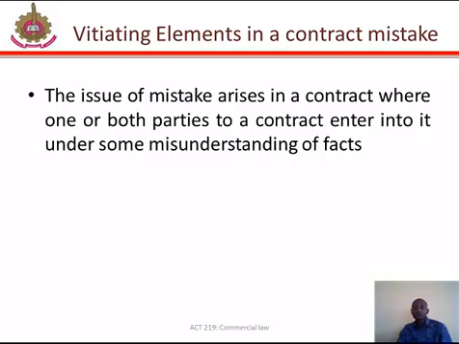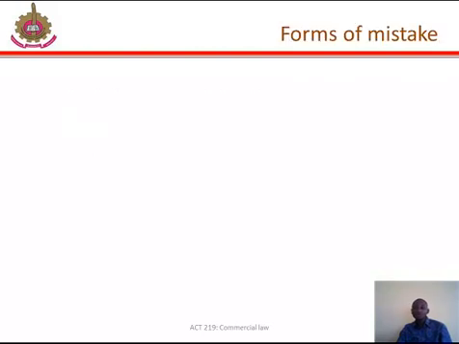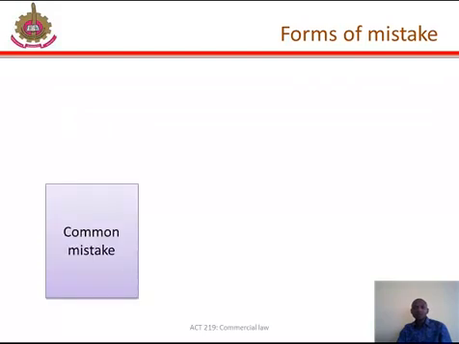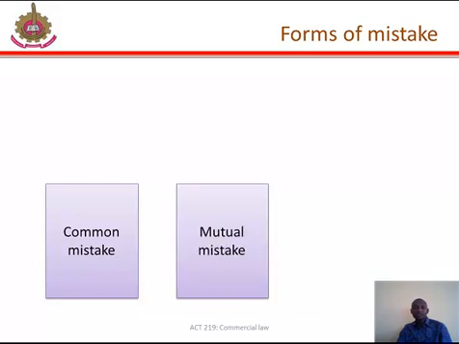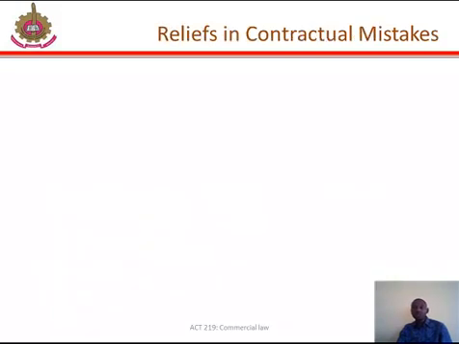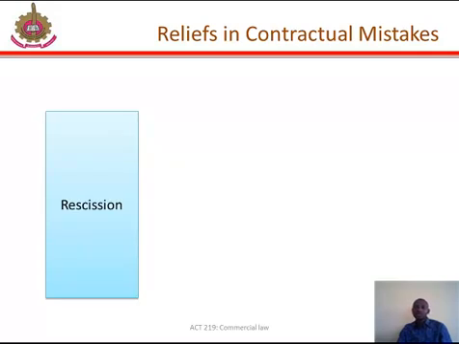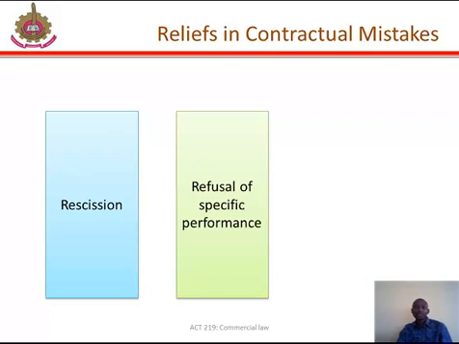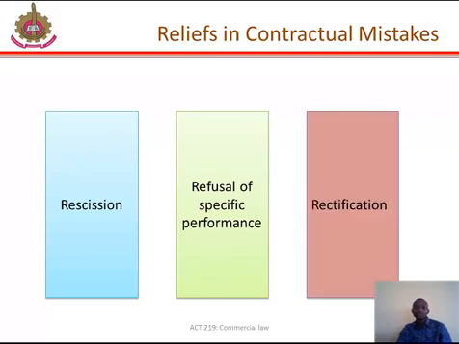For instance, where a party bought a horse under the belief that the horse is sound, he cannot recover the purchase price if the other party never made any representation or contracted that the horse is sound. There are various forms of mistake: one is common mistake, another is mutual mistake, and another is unilateral mistake. The purpose of relief in contractual mistake is to mitigate the arbitrary effect of mistake on contracts. This relief can be in the form of rescission, refusal of specific performance, or rectification.